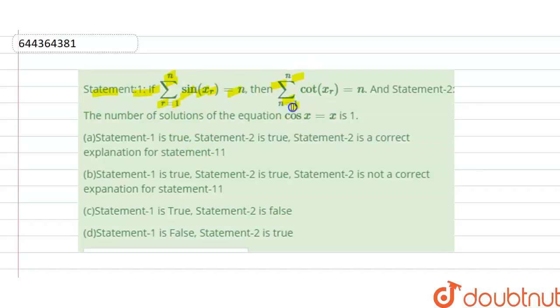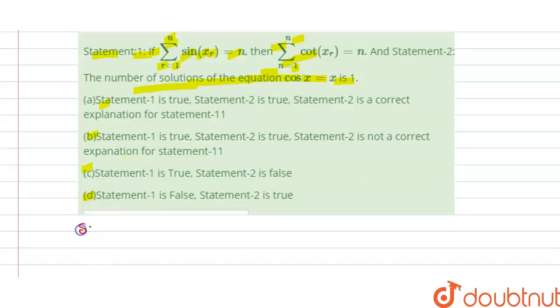Hello students, today our question is: if the summation of sin x_r for r equals 1 up to n is equal to n, then the summation of cot x_r is equal to n. Statement 2 is: the number of solutions of the equation cos x = x is 1. We have options A, B, C, D, and we have to find which option is correct.